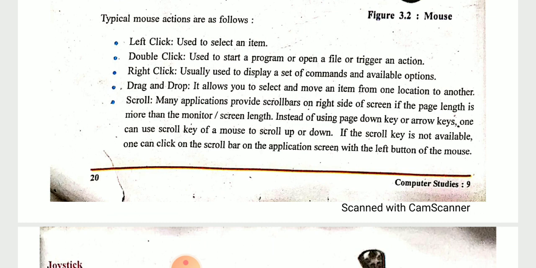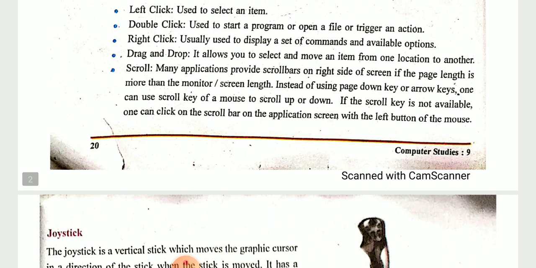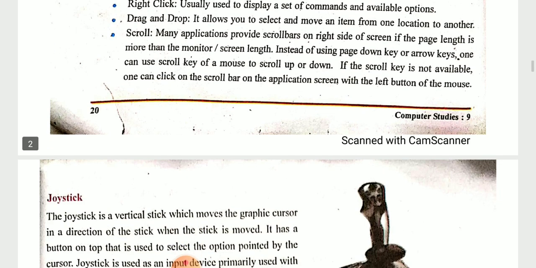If you move your folder from your desktop, with the use of the mouse you can drag your folder from one place to move it to another portion. So selecting is called dragging, and you move your cursor and then leave it at any location, so it is called drop. Now scroll.